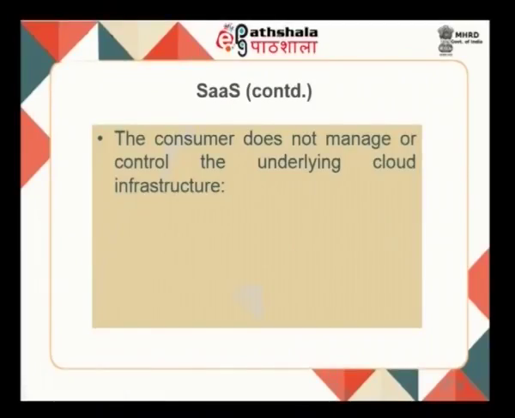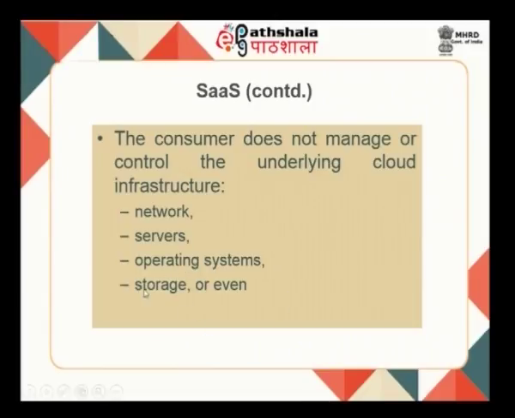So, the SaaS consumer does not manage or control the underlying infrastructure. What are these infrastructures? The infrastructure is the network infrastructure, the servers where the application program is running. The infrastructure is the operating system on top of which the application program is running. The infrastructure is the storage where the data perhaps is going to come from, and even the individual application capabilities. None of these are going to be managed or controlled by the consumer. All these capabilities will be controlled by the SaaS provider, which is the cloud provider.